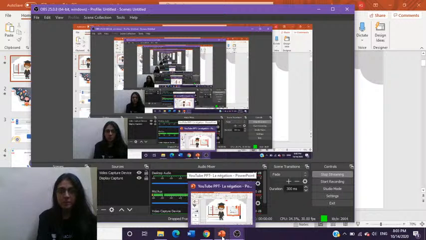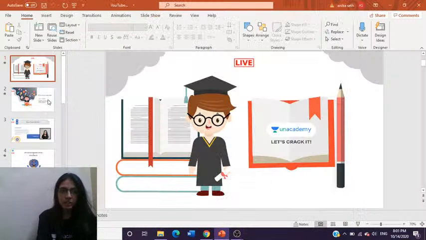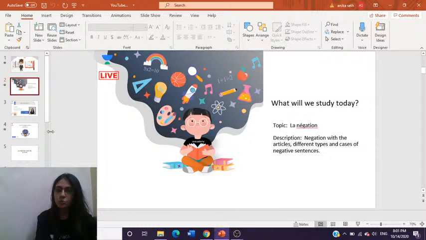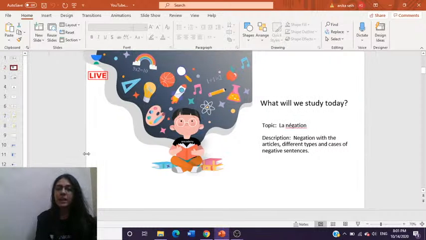So the topic for today's class is la négation, that means negation. What we will do today is the negation with the articles, then the different types and different cases of negation, as it is used with one verb, with two verbs in different tenses, and how the negation is done without using the pas word and using the other words in different cases.